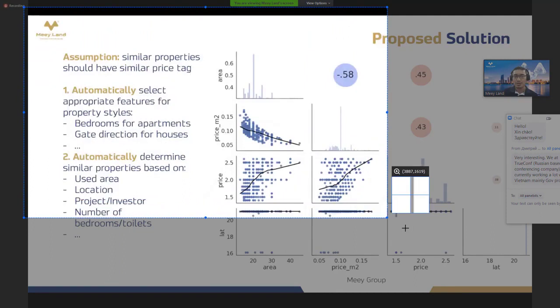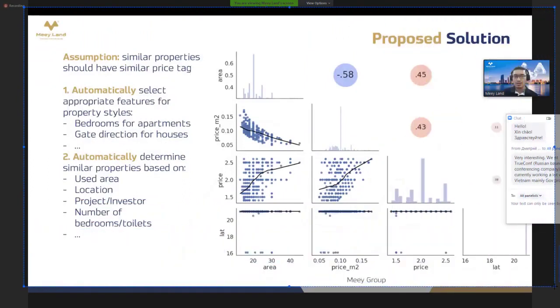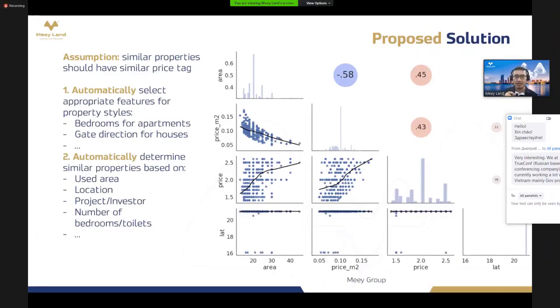The first one is that it will automatically decide the features that well represent the property styles. For example, here in this diagram, we take an analysis of the data that we have. Let's look at that figure. It is the relationship between the area and the price per square meter. Look at that. The downtrend is quite clear.